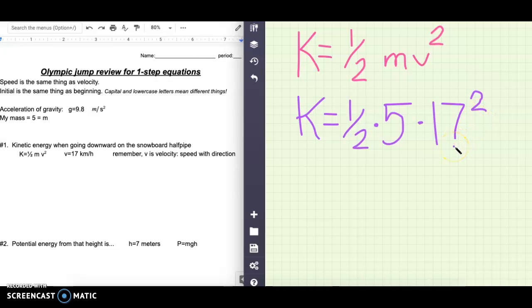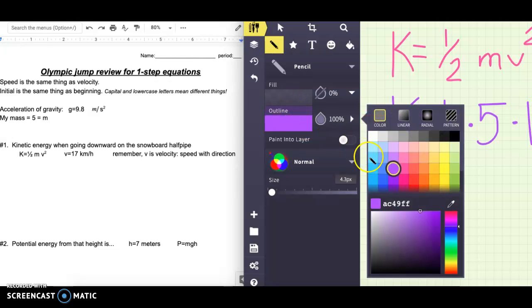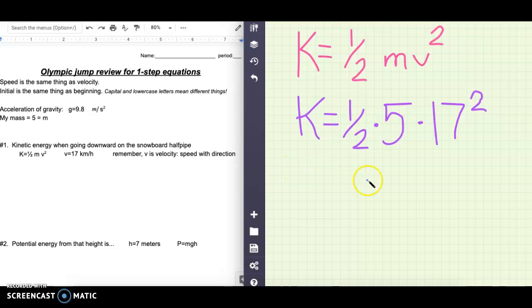So what does 17 squared stand for? It stands for 17 times 17. So, lucky you get to use a calculator now. So on your calculator, pause your video and do 17 times 17. So the answer to that is 289. I'm trying to write with my mouse here, it's not great.